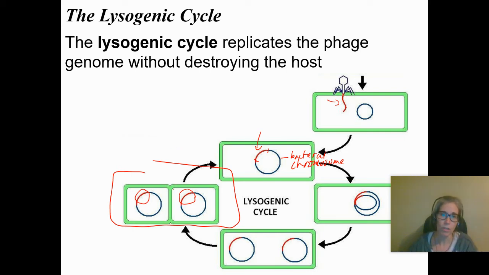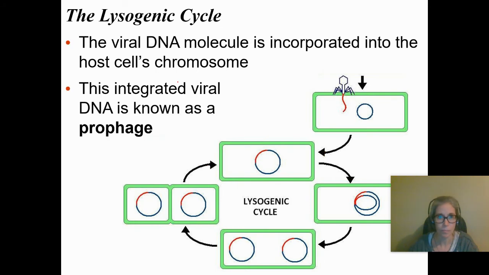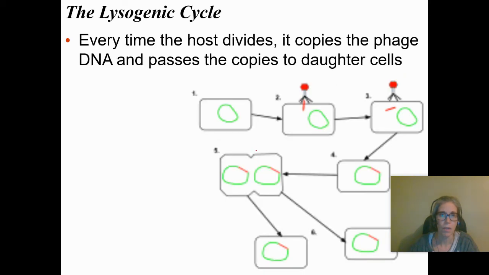and then there might be some trigger at which time the viral DNA will come out of the host chromosome, and it will go into the lytic cycle and kill the cells. So the lysogenic cycle replicates the phage genome without destroying the host for a while. The integrated viral DNA is called a prophage, this little piece right here, from here to here. Every time the host cell divides, it copies the phage DNA and passes it on to new daughter cells.